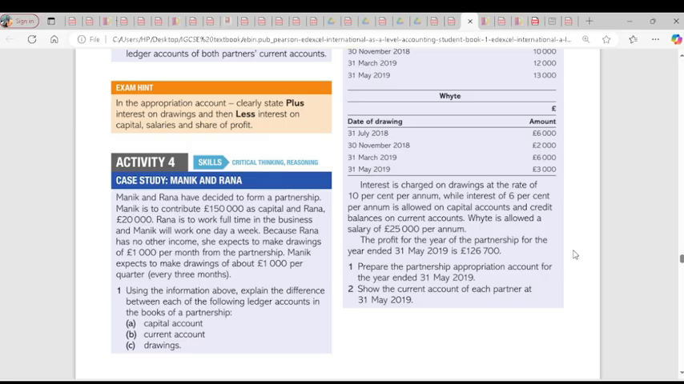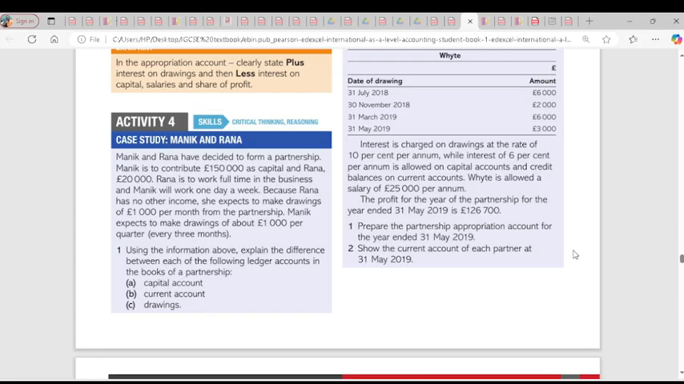Now, we have the interest charged on drawings. The drawings have a separate situation here because it has to be calculated for each month. So the date of the drawings for Tanaka, we start with Tanaka. The interest charge on drawing is 10%. So the year ended at 31 May 2019.